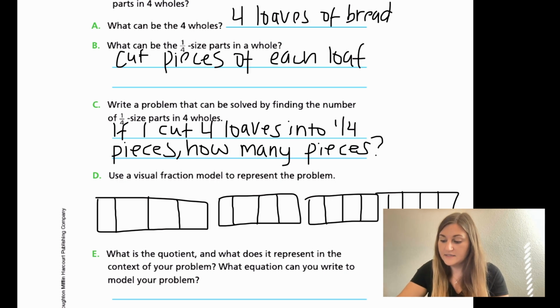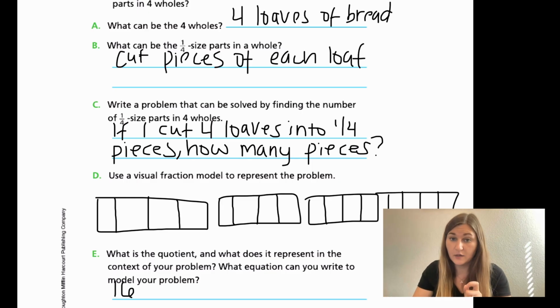All right, and then for E, it says, what is the quotient and what does it represent in the context of your problem? I'm going to pause there. So what is the quotient? That means what is the answer? How many total pieces of bread do I have? If I have 4 in 4 loaves, that means I have 16 pieces. So what is your quotient? 16. I answer that question.